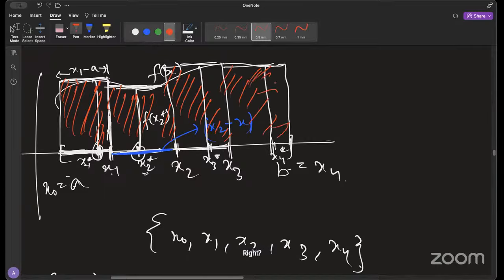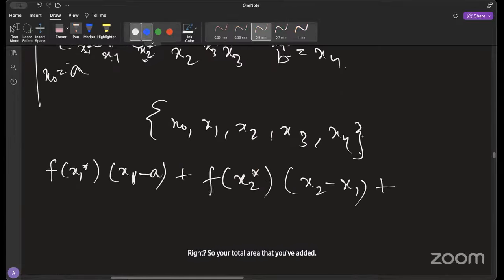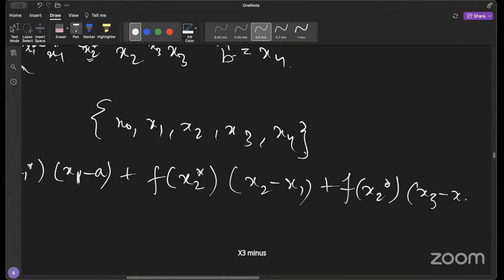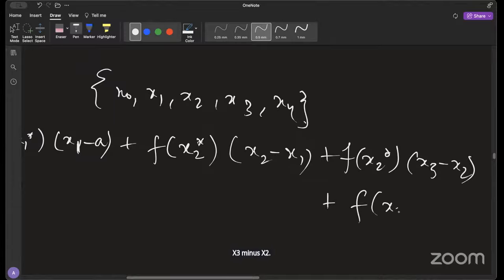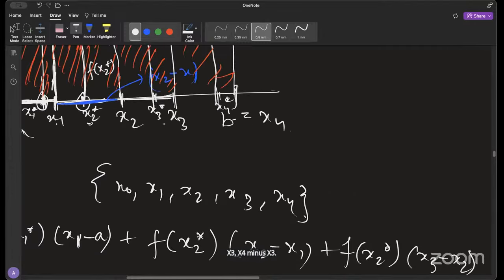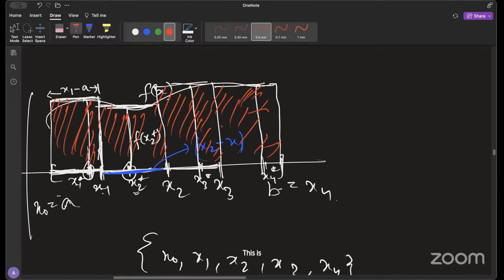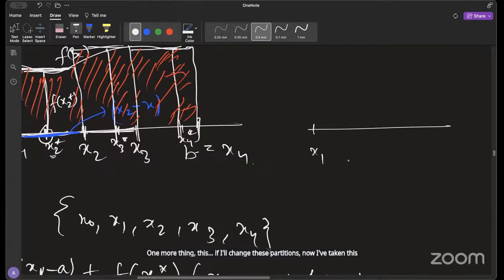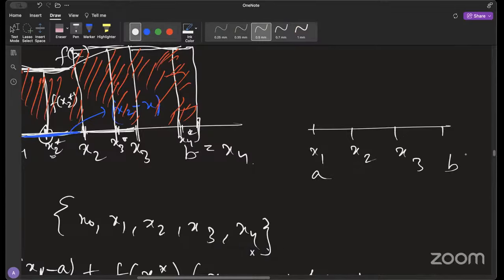So your total area that you've added here is f(x2 star) times x3 minus x2, plus f(x3 star) times x4 minus x3. This is the area that's marked red, under these rectangles taken together. One more thing: I've taken x1 from A to B, I've taken x1, x2, x3, and then x4. So I've taken only 4 points in the partition.